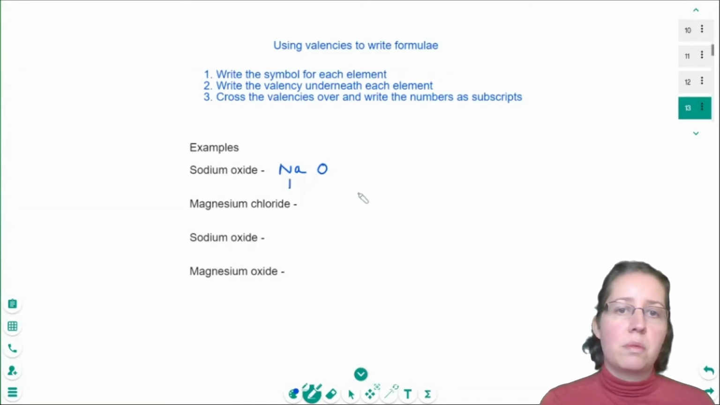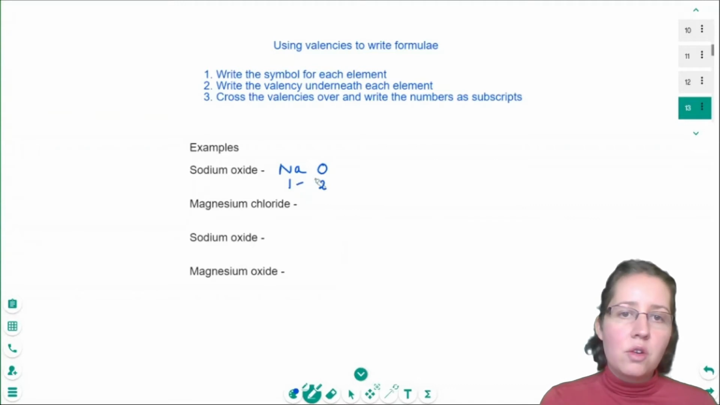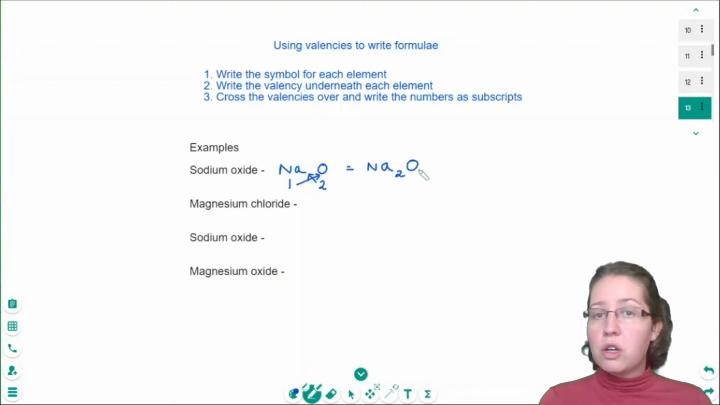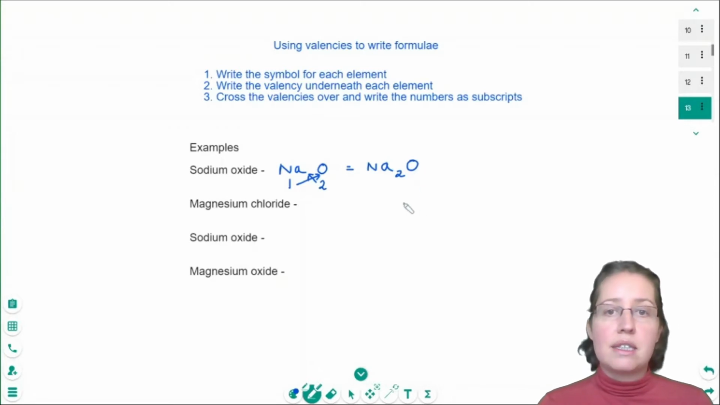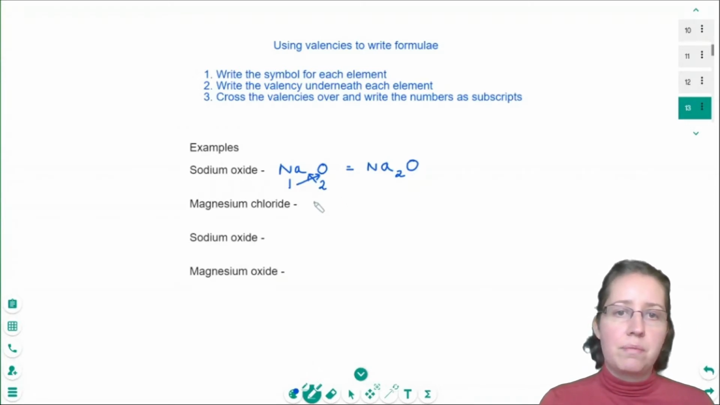So sodium's group 1, so it's got valency 1. Oxygen in group 6 has valency 2. We then cross the valencies over and we write the numbers as subscripts, so little numbers. So we get Na2O. If there's a 1, we don't write it. Just by writing the symbol of the element, that means there's one of them.